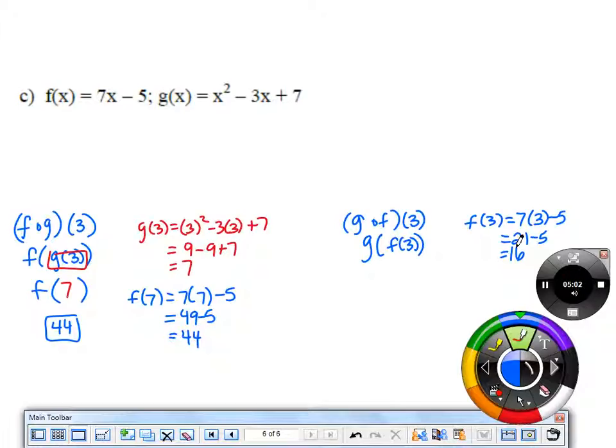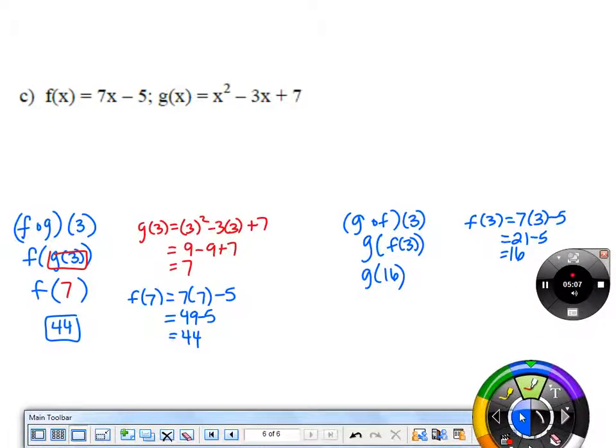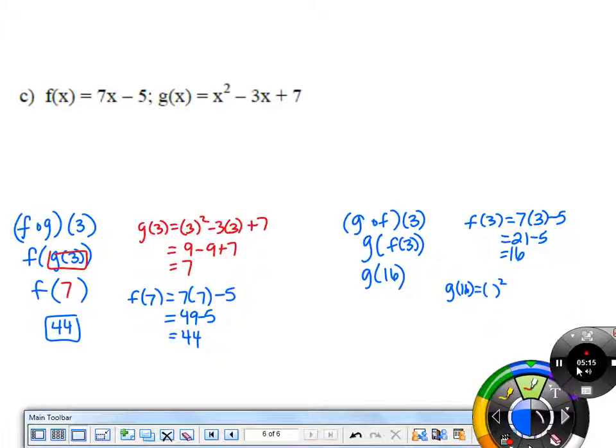g of f of 3 is the same as saying g of 16. And now I need to take the g function and plug in 16. So remember that the g function is something squared minus 3 times something plus 7. So I'm going to do 16 squared minus 3 times 16 plus 7. So that's 256 minus 48 plus 7. So let's think here. 256 minus 48 is 208, plus 7 is 215.